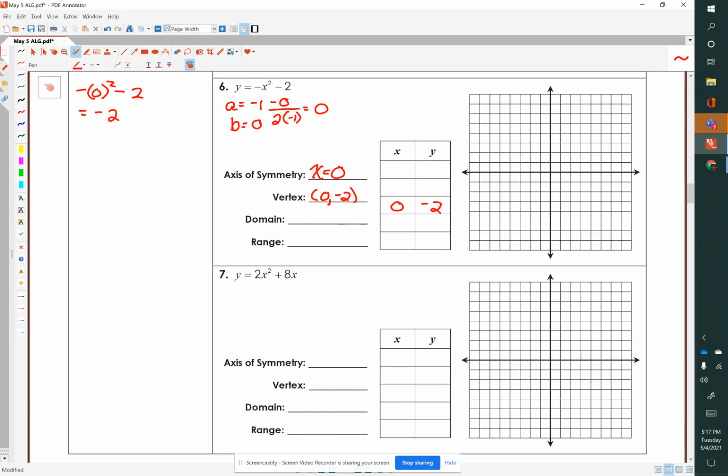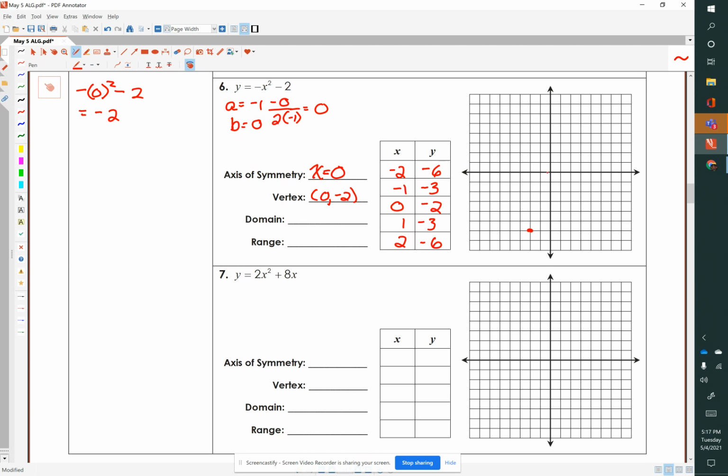And then let's evaluate points lesser than and greater than for our x. And as we evaluate x at -2, our y equals -6. When we evaluate x at -1, our y equals -3. When we evaluate x at 1, y equals -3. When we evaluate x at 2, y equals -6. So let's plot those numbers.